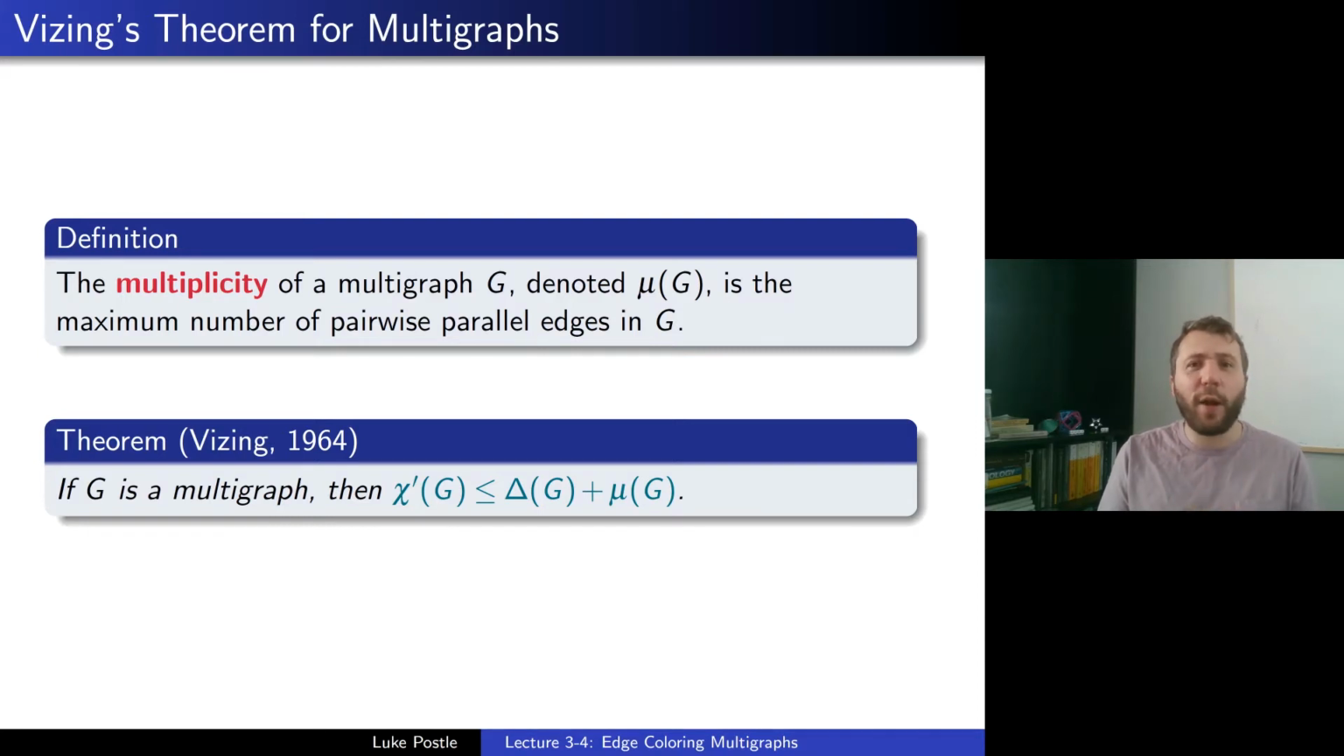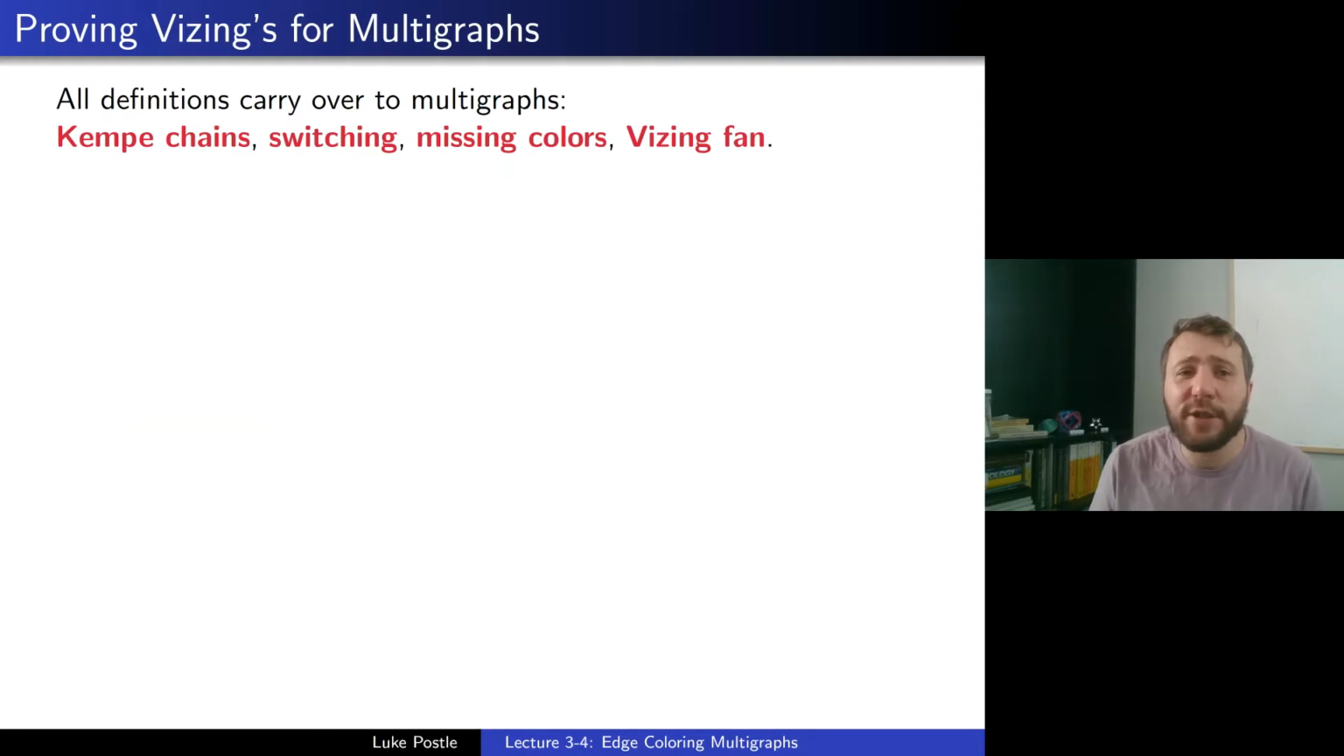So this doesn't quite imply Shannon's, because your multiplicity could be larger than delta over 2. But actually, you can use it, with just a little argument, to show that you can get Shannon's. And I'll do that in a little bit. But let me first talk about how you would prove Vizing's for multigraphs. So how do you prove this delta plus mu?